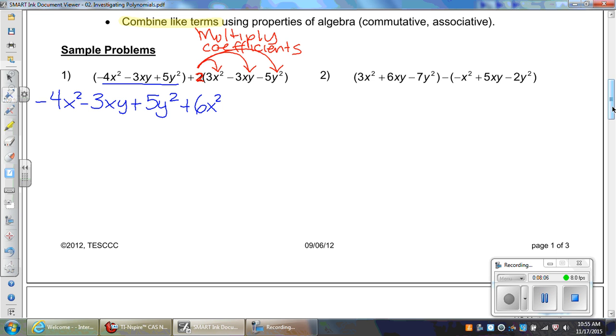We don't need to do anything with the exponent. Next, we have positive 2 times negative 3xy, so that will be negative 6xy. And then we have positive 2 times negative 5y squared, so that will be negative 10y squared. Now, what I want you to do next is combine like terms. So remember, like terms are terms that have the exact same variable with the exact same exponent, right? Okay. So I'll give you a few seconds to complete that.